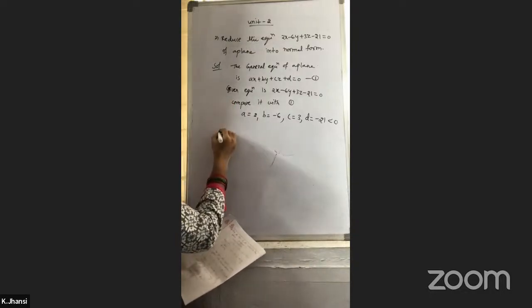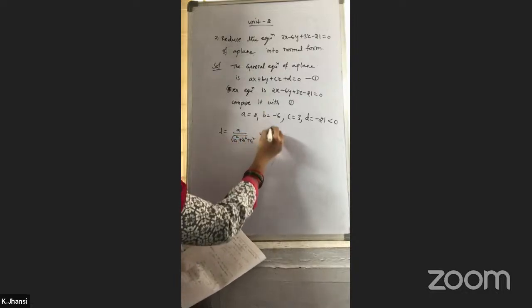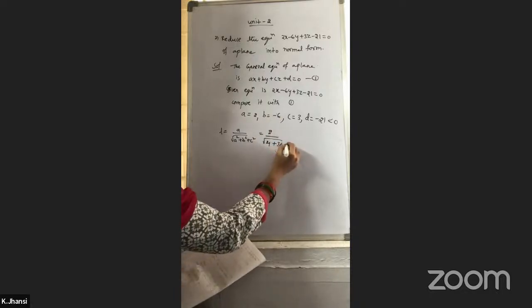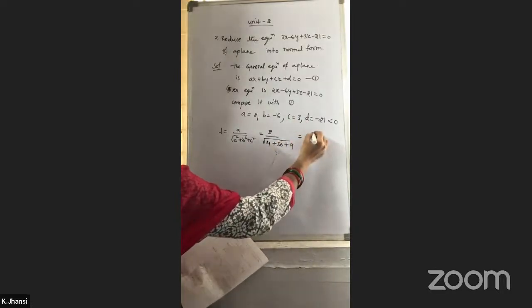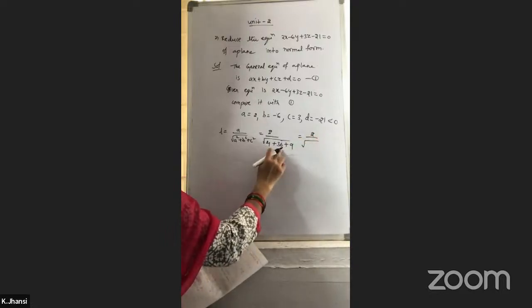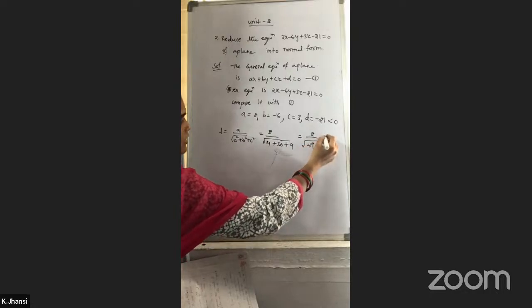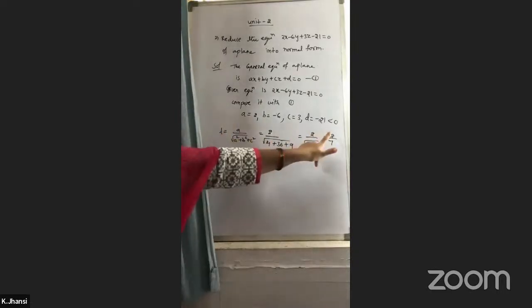So L equals A by root of A square plus B square plus C square. Here A value is 2. So 2 by root of 2 square is 4, plus minus 6 square is 36, plus 3 square is 9. I am writing directly. So it equals 2 by root of 36 plus 4 is 40, 40 plus 9 is 49. The root of 49 is 7. So we got L value as 2 by 7.